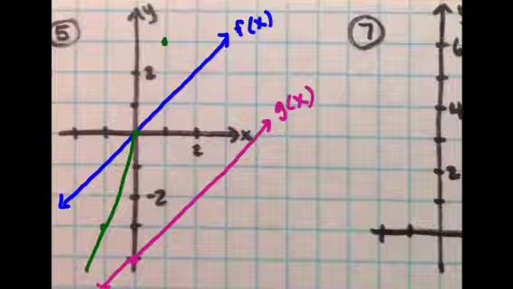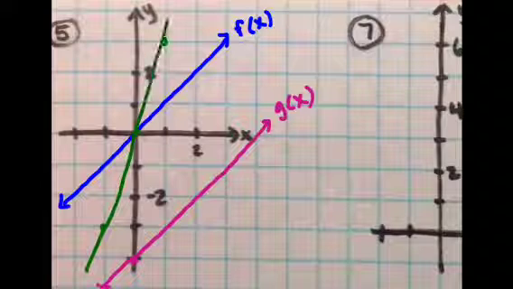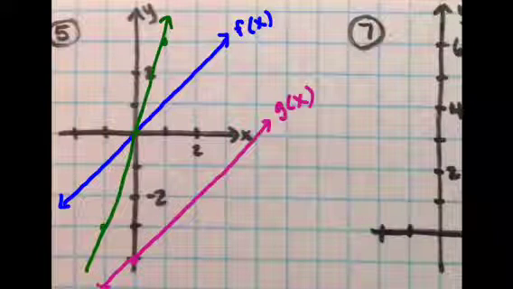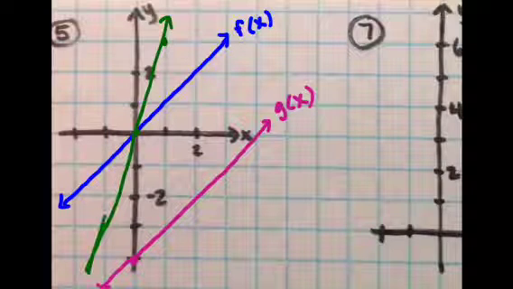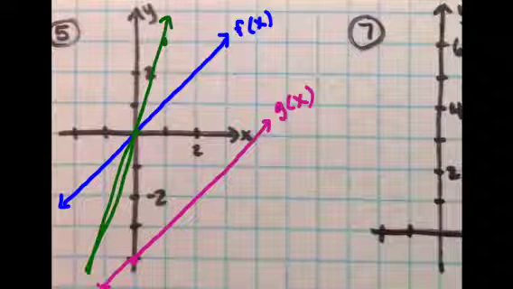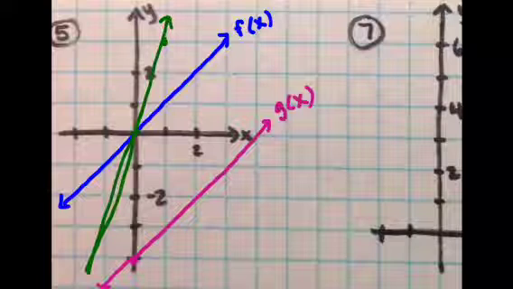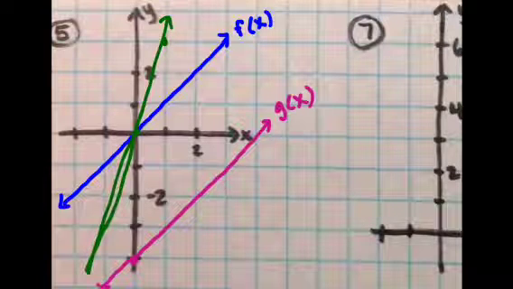I can't use a ruler on this, but they're supposed to be lines, okay? Sorry about this. This is kind of a curve. Let's see if I can fix it. Okay, so it's 3 straight lines. So this is h of x.